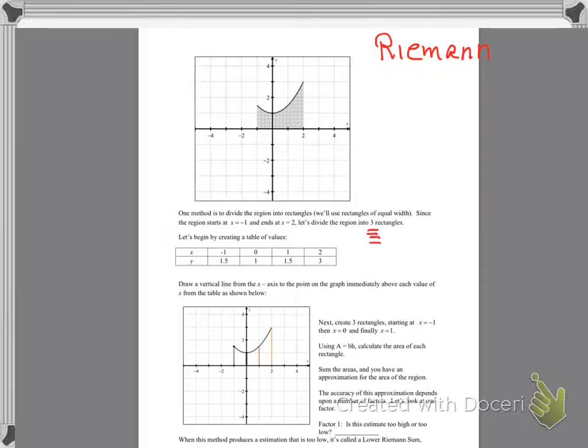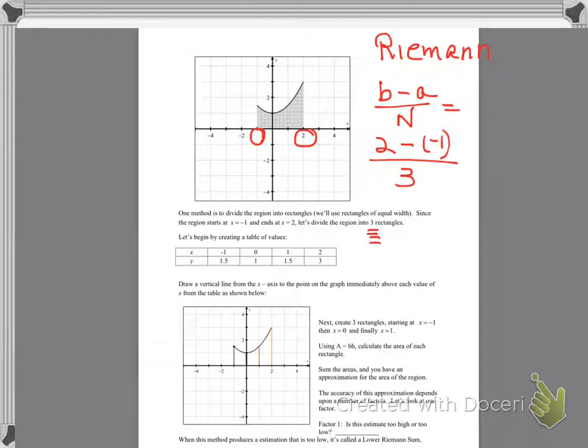Here's your formula for figuring out how we're going to do that. We're going to set b minus a over n will give me the width. So what is b? B is the high endpoint, so 2, minus a is the low endpoint, so it's minus a minus 1, and they want 3 rectangles, so n is the number of rectangles.